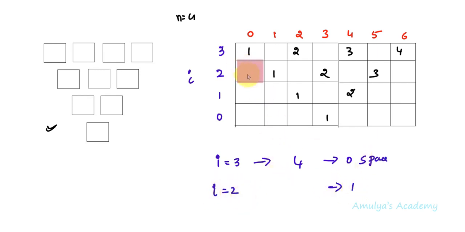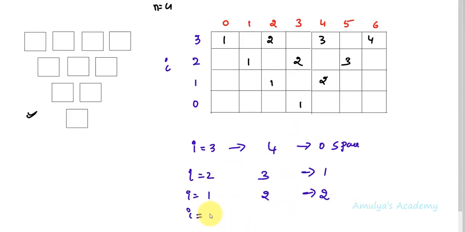Here you can see space, and 1, 2, 3. 3 numbers. When i is 1, I want 2 spaces, 2 numbers. When i is 0, I want 3 spaces and 1 number. And here we want 3 spaces before the number. So that means first I need to take the for loop to print space. After that I need to take the for loop to print numbers, right?